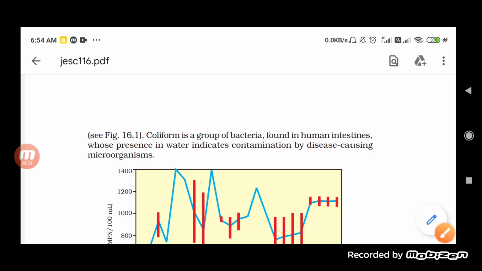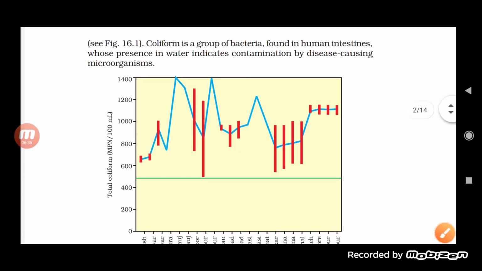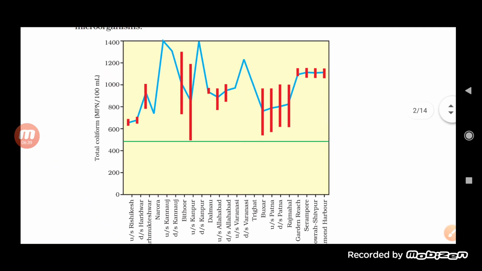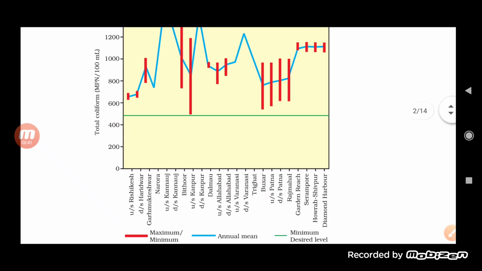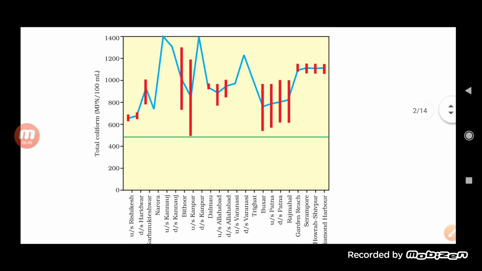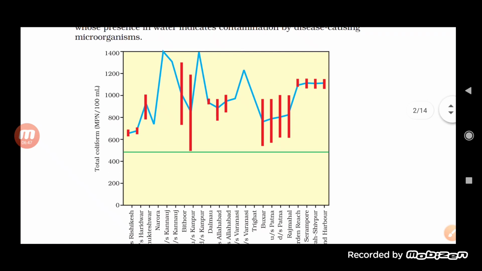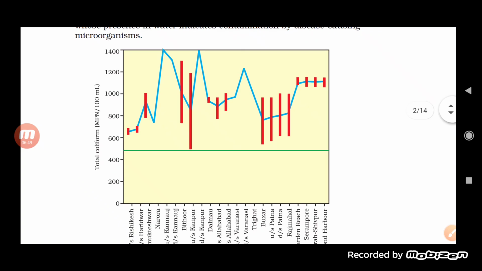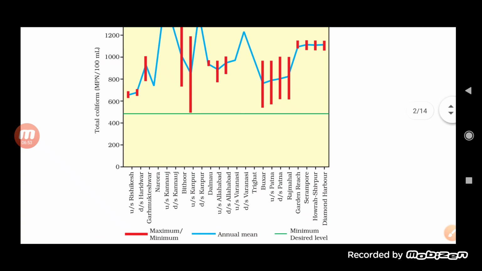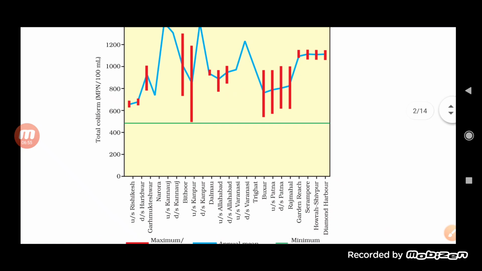So when we look at the graph, the red one shows the maximum, the blue shows the annual mean, and the green shows the minimum desired level. As you can see here, the level is continuously increasing, and in different states you can find the level of the microorganisms, or the level of pollution, in the Ganga.